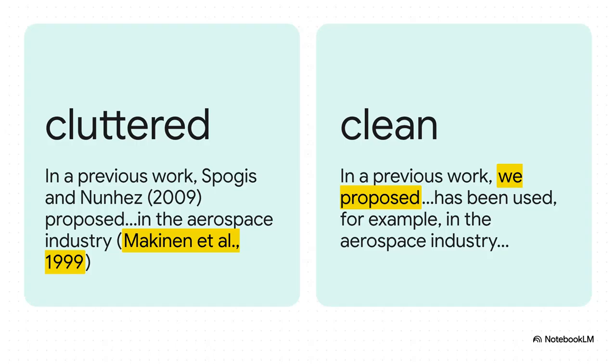Just look at the difference here. On the left, it's a mess, cluttered with citations that break the flow. It's distracting. But on the right, it's so much cleaner. Instead of citing yourself, just say, "in a previous work, we." Instead of citing a bunch of examples, just say, "for example." The information is the same, but the delivery is way more professional.